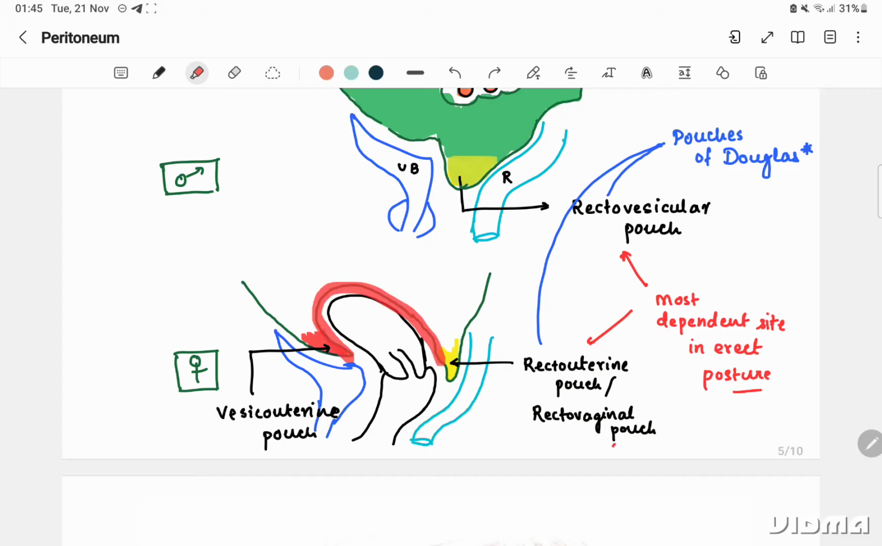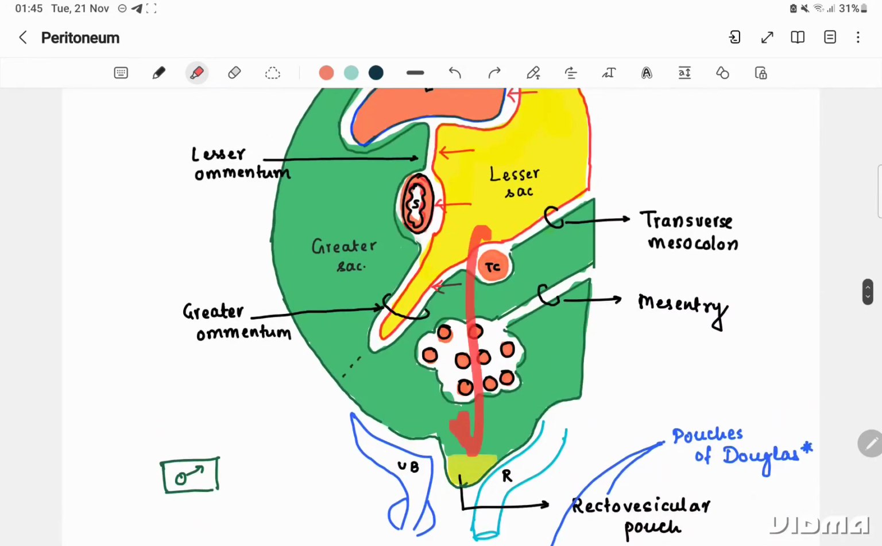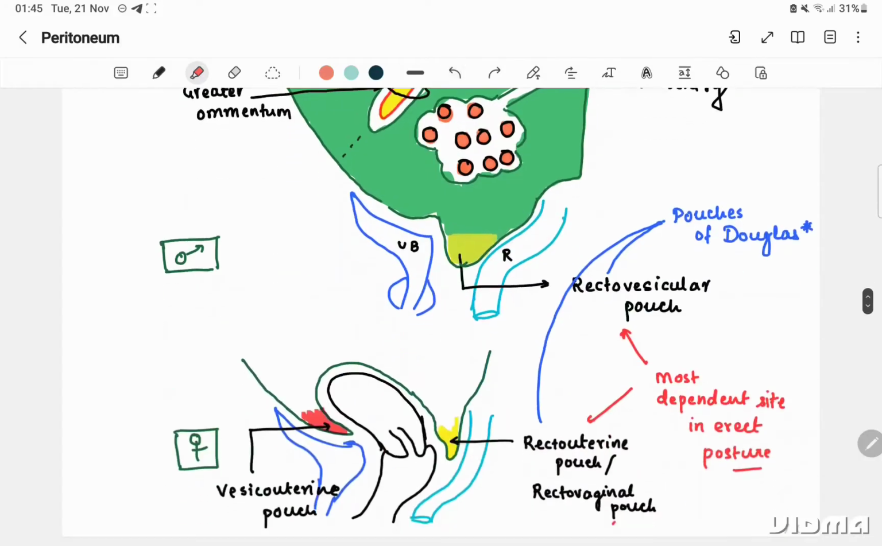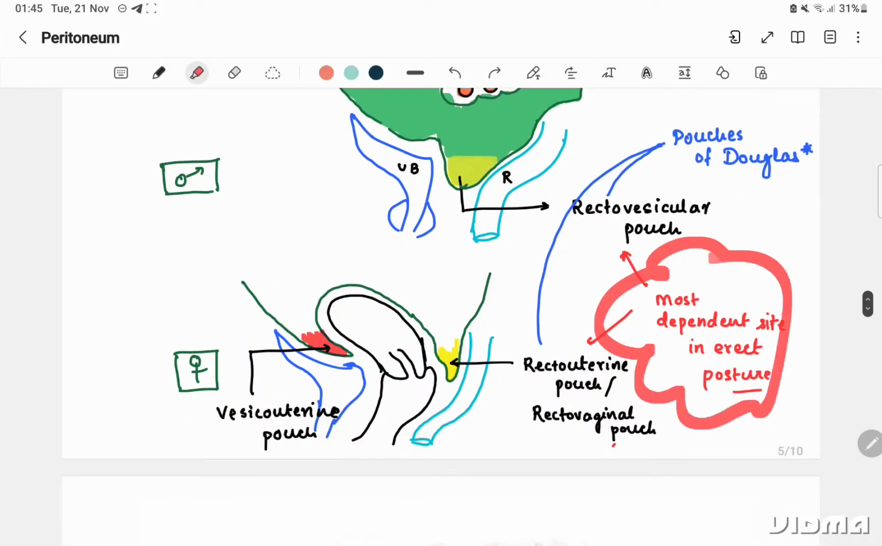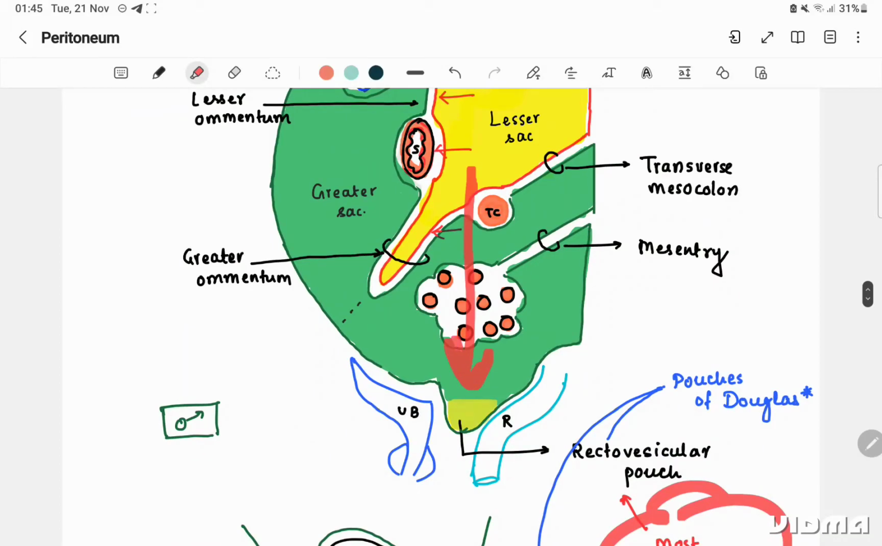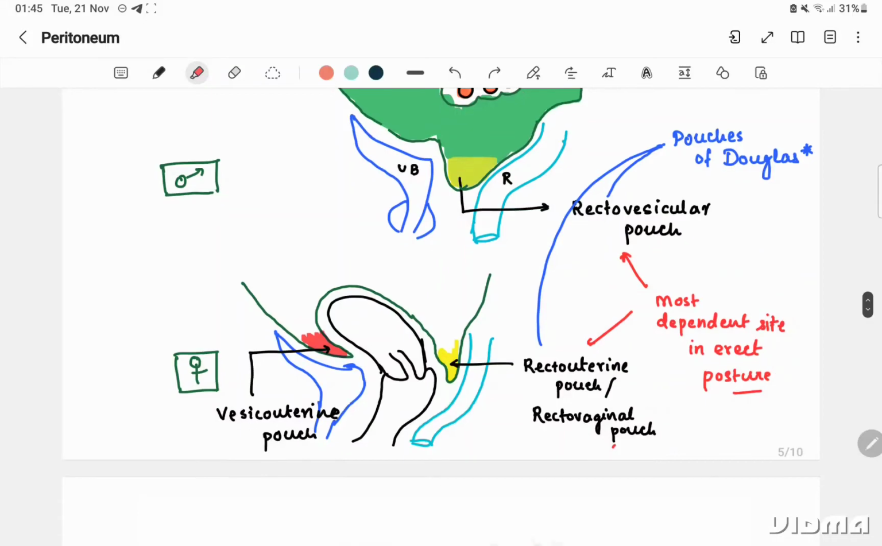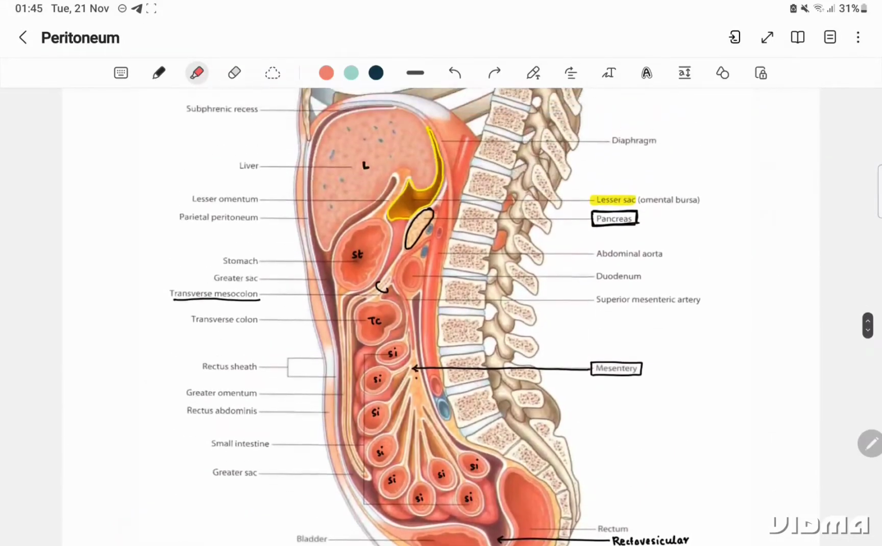In females, the pouch is formed like this. Understood? You can observe that it is lying at the most basal region. So the pouch is the most dependent site in the erect posture. If there is some infection, the pus accumulation will be only in your rectovesicular pouch. If there is fluid accumulation, the fluid will drip down to this pouch. So this pouch is the most dependent site in your erect posture.